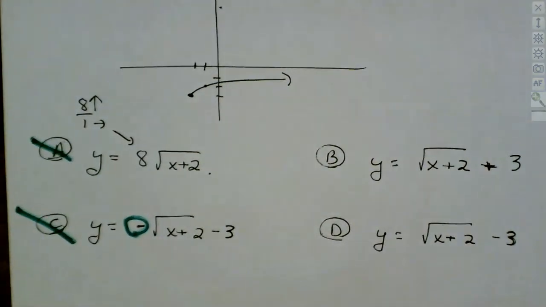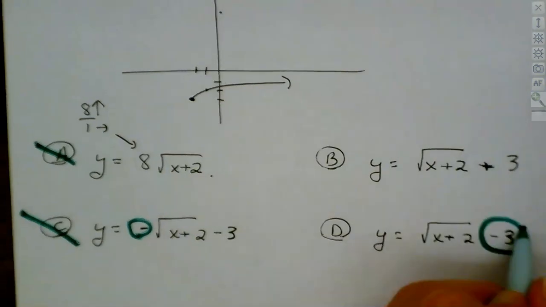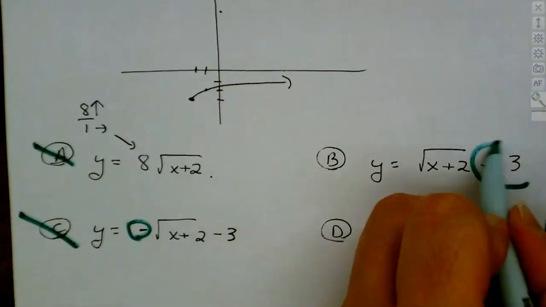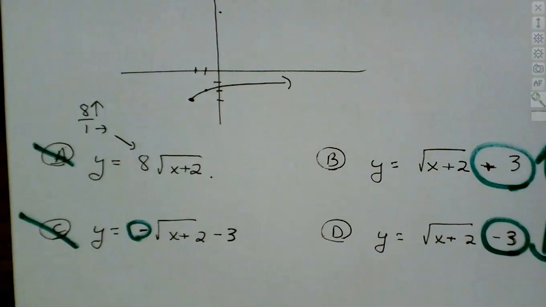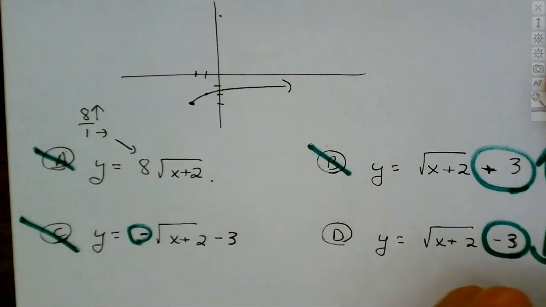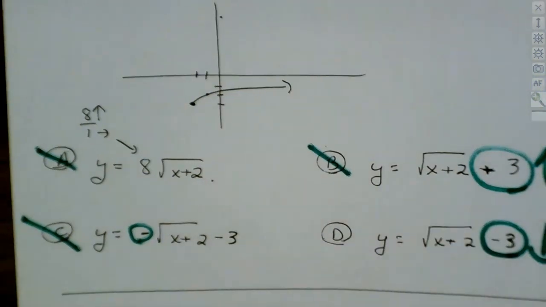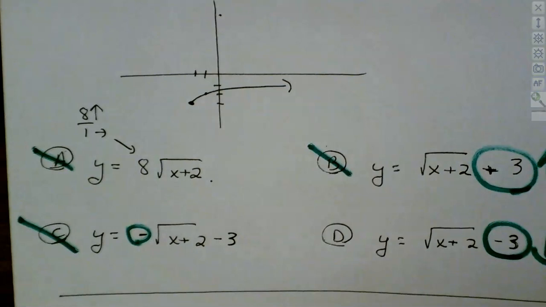Do you think it's B or D now? Which one and why? Yeah, I'm going to say it's going to be answer D because that makes it go down. This one makes it go up. So we now know that it has to be answer what? D. And there are a couple of these in your homework. So I did give you a couple of those.